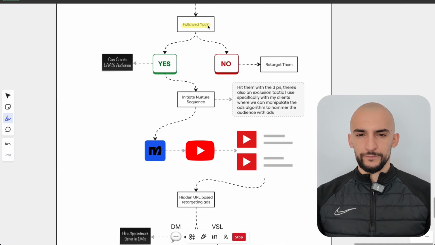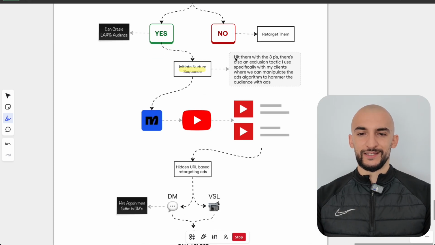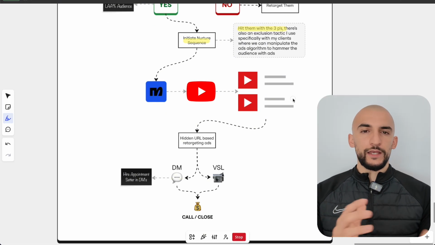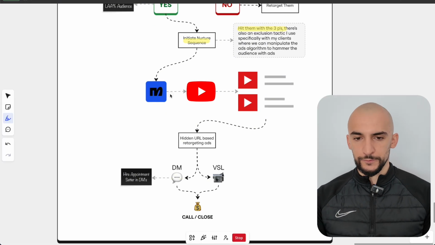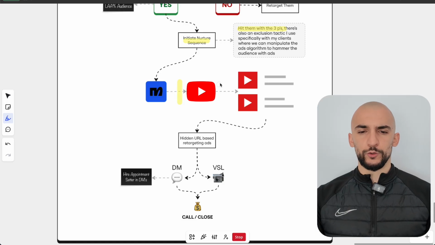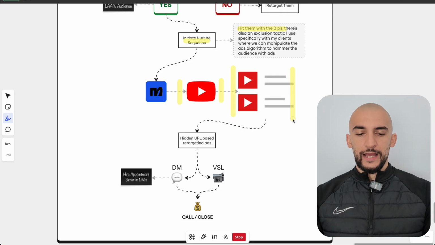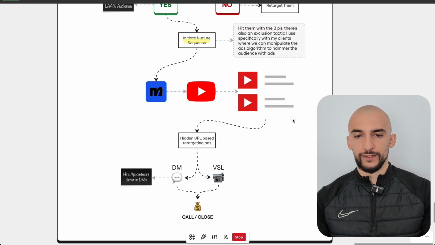We get a follower, okay? We now initiate the retargeting sequence. So they're seeing content that hits the 3 Ps: proof, product, problem. They get nurtured with these over the next week or so. They start going through, watching problem-specific YouTubes, and they've maybe even landed on a playlist. Now at this point, they're pretty warm.